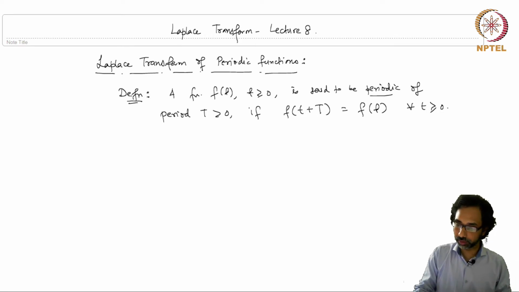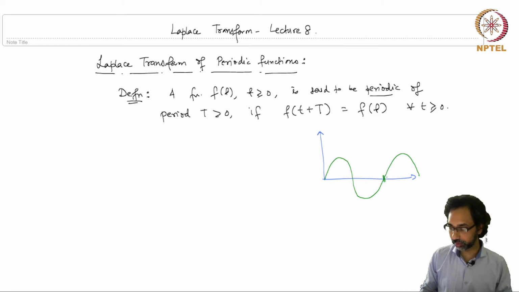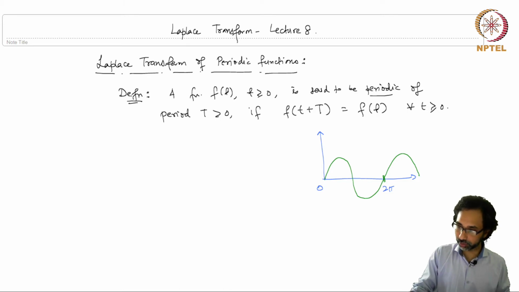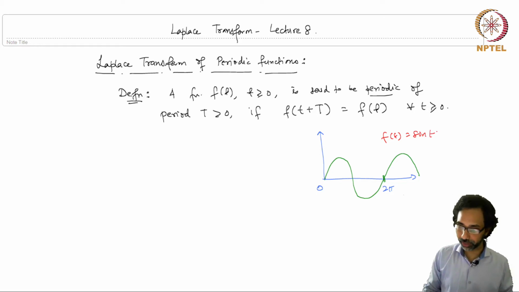So of course we already know some examples of periodic functions. One is the sine function. This is periodic with period 2 pi. So this is 2 pi here, and our function is f(t) equal to sin t. Similarly, f(t) equal to cos t has period 2 pi.